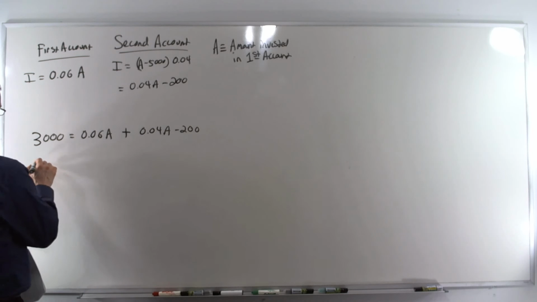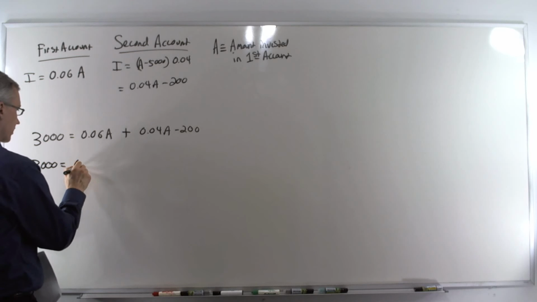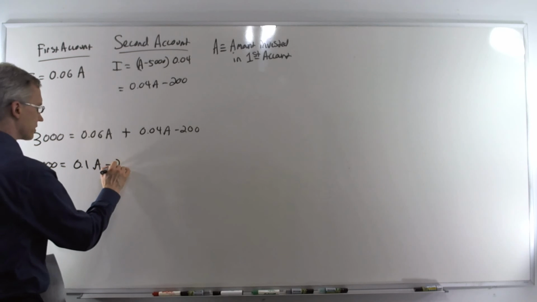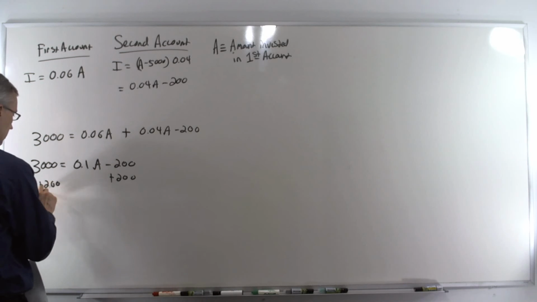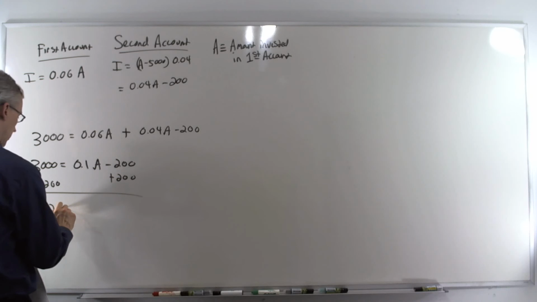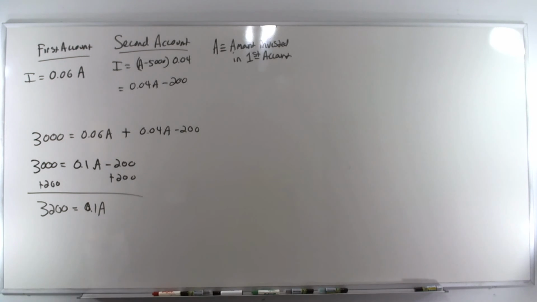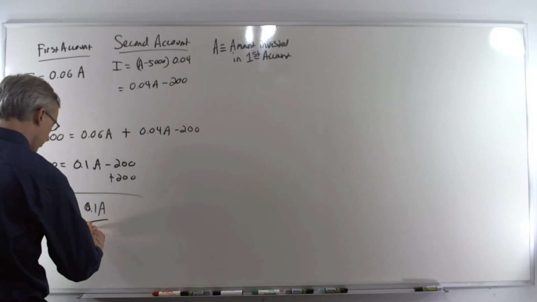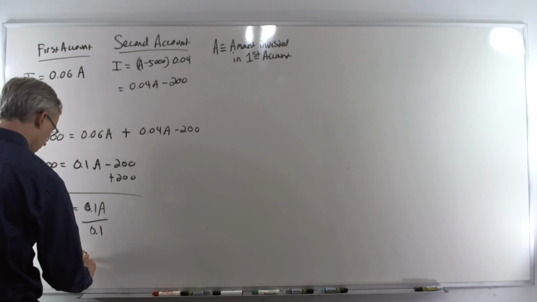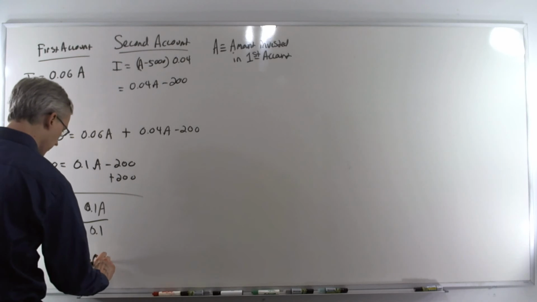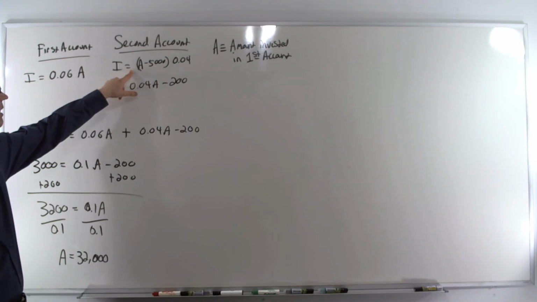All right, combine like terms. 0.06 plus 0.04, that is 0.1A minus 200. Add 200 to each side. All right, we got 3,200 equals 0.1A. Divided by 0.1, we get A equals $32,000.